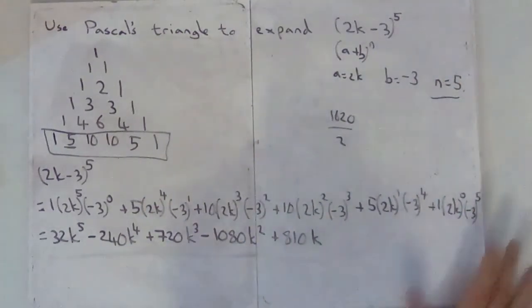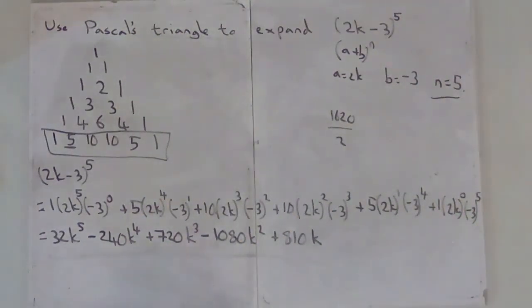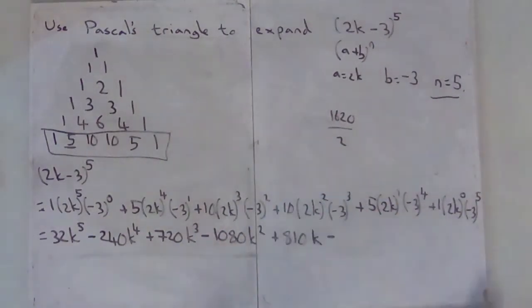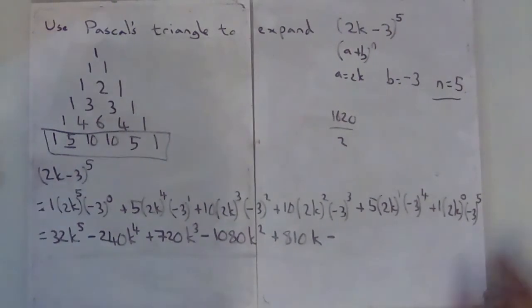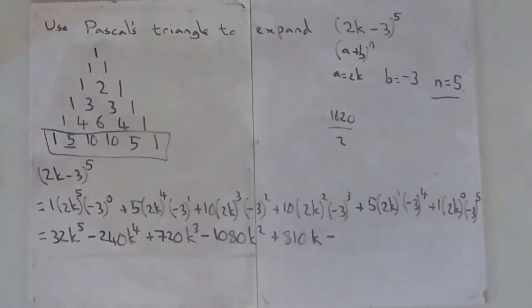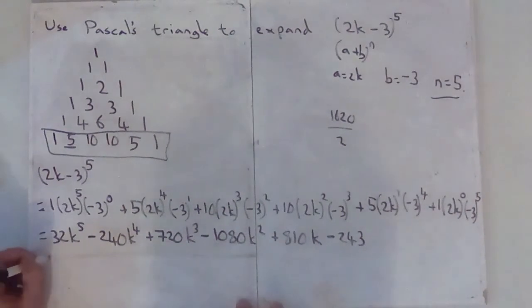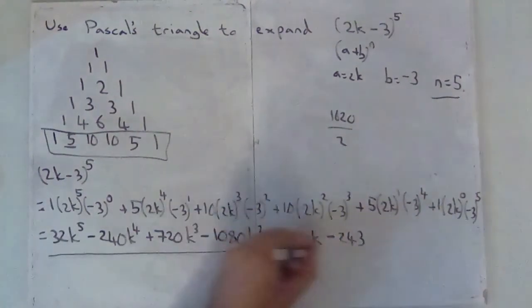And then the final term, well, we've got, this is 1 times another 1, and then we've just got minus 3 to the power 5. So, well, we know it's going to be negative, and we just need to deal with 3 to the power 5. Well, 3 cubed is 27, so 27 times 3 is 81. 81 times 3, well, 80 times 3 is 240. 1 times 3 is 3, so it must be minus 243. So that is your final expansion.